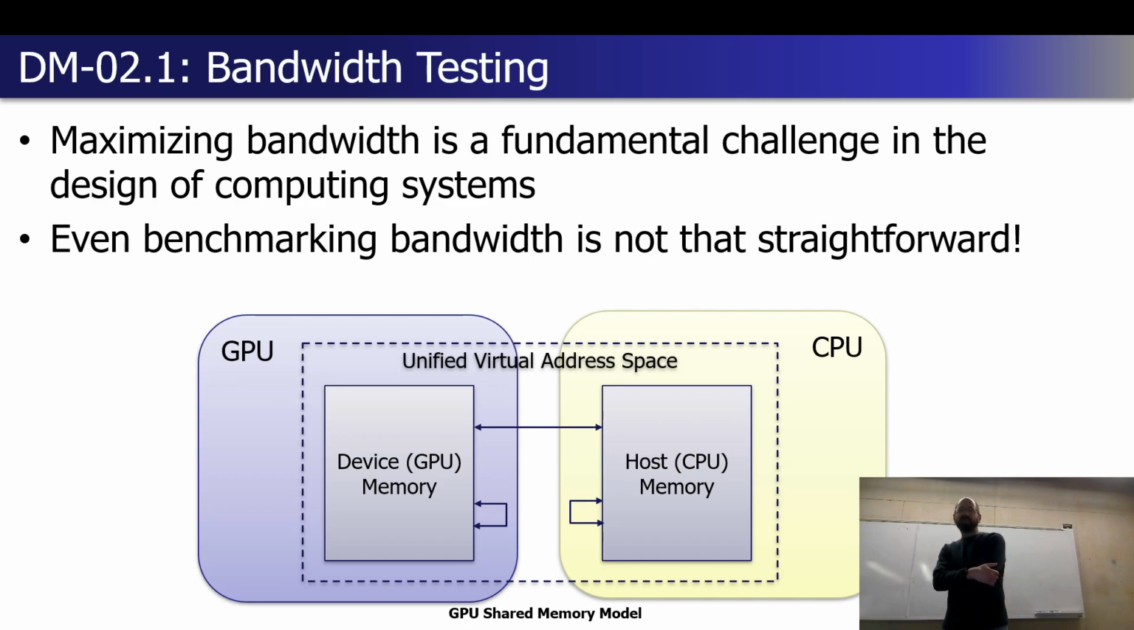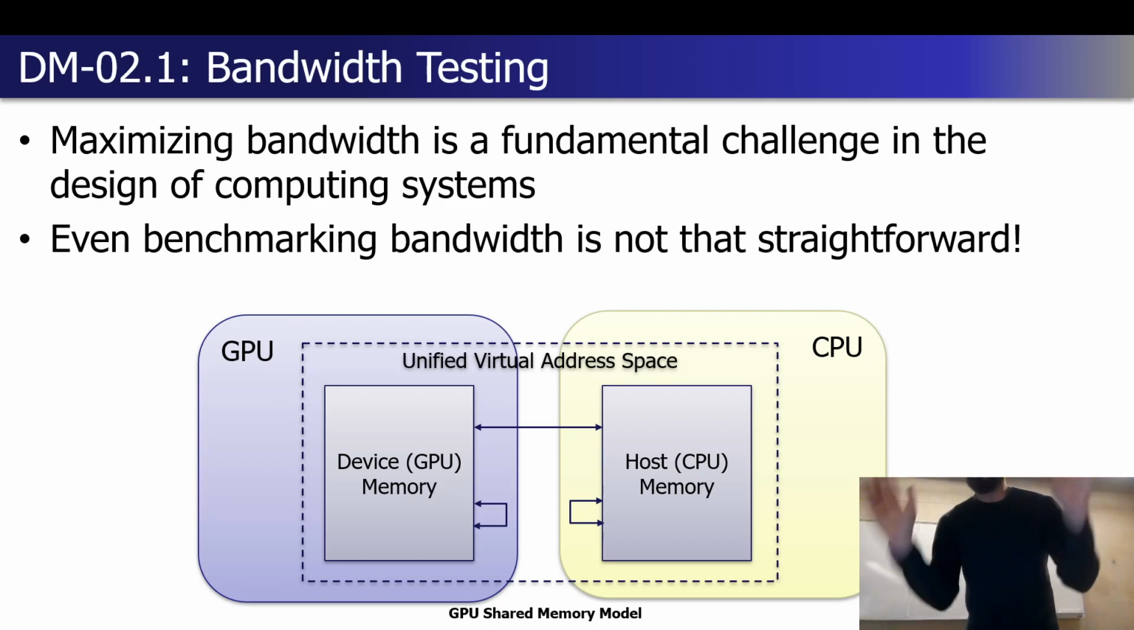So this example that I have from the CUDA SDK is showing an attempt to saturate the throughput between your device, your GPU's memory, and your host CPU's memory here, and to show for that particular GPU what kind of throughput is possible here. Maximizing your throughput is a fundamental challenge in designing any computing system. Your GPUs are no different.